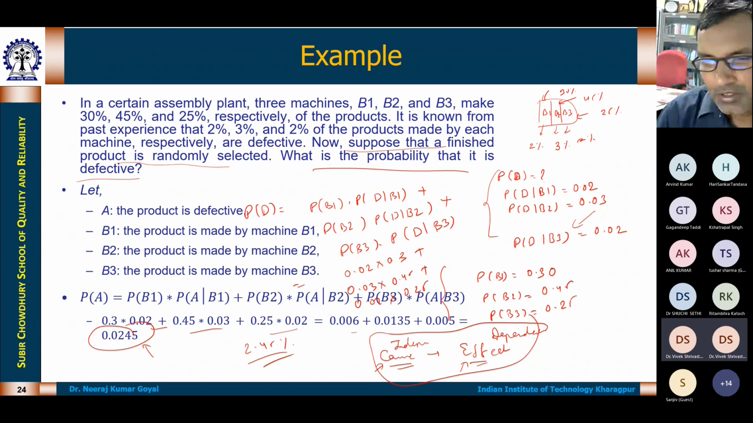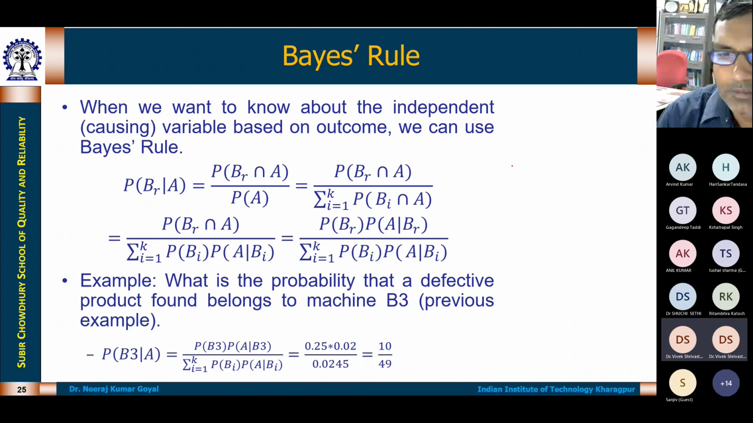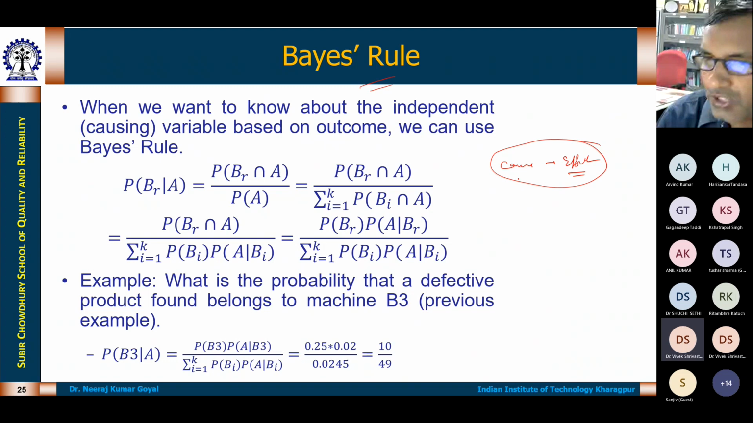In the classical approach, we want to calculate the probability of the effect from the probability of the cause. But in Bayes theorem, this is reversed. We use the same relation. We know the dependency of the effect on the cause, so we are exploiting this relationship to get the probability of the cause if I know the probability of the effect. So let's see how it is done. We want to know the probability of the independent variable.